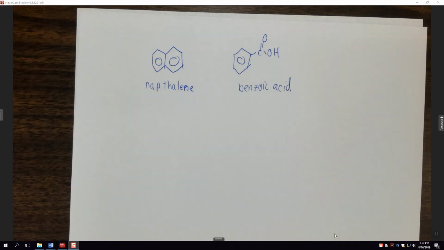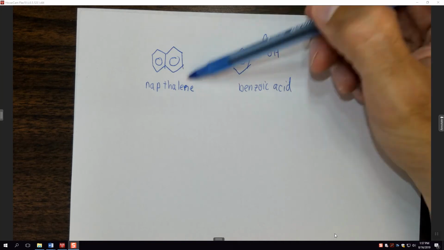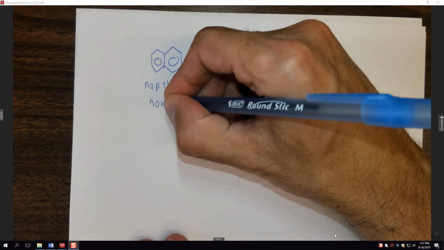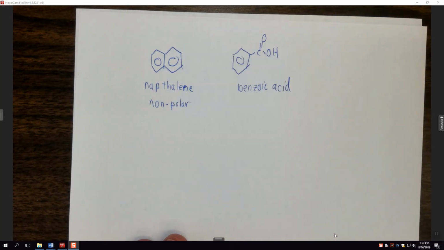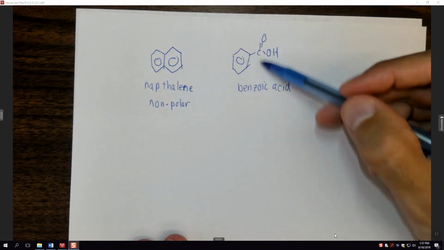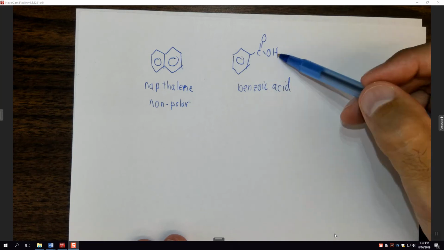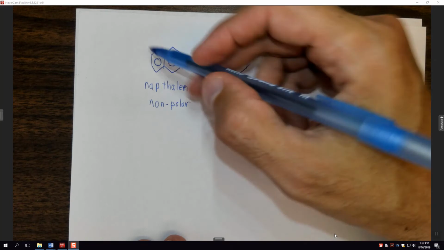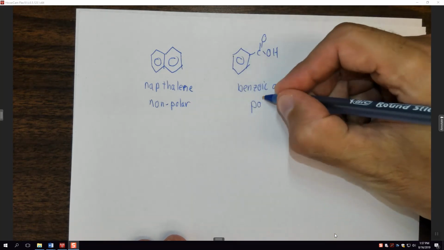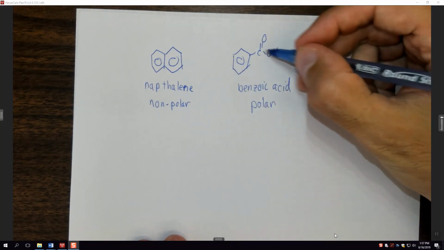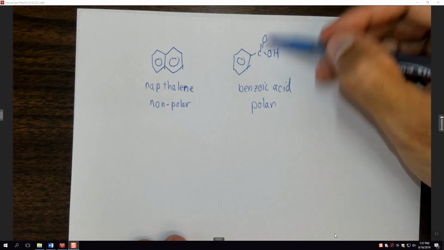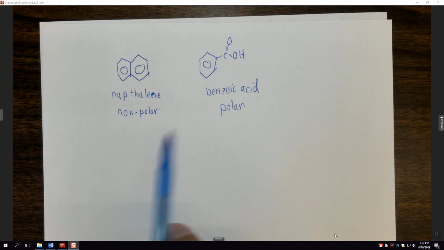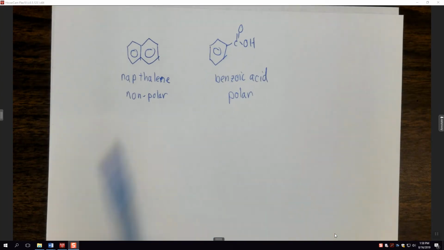Let's look at their relative polarity. Naphthalene only contains carbon and hydrogen. So this is relatively nonpolar. Benzoic acid has an OH group and a carboxylic acid group, and it does have some carbons. So relatively speaking, this one is much more polar than this one, because an O bonded to an H, as you learned in Gen Chem, is very polar. Also, the C double bond O is polar, and the ring has some polarity. This isn't completely nonpolar, but relatively speaking, this one's polar and this one's nonpolar.